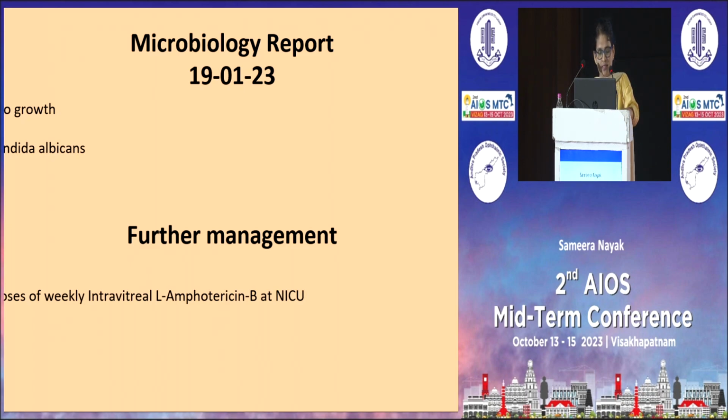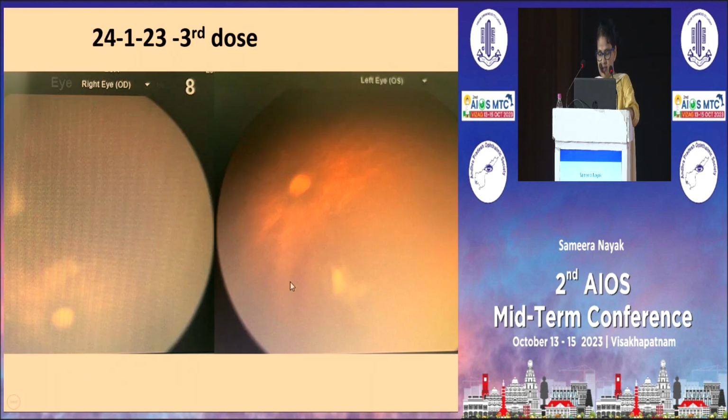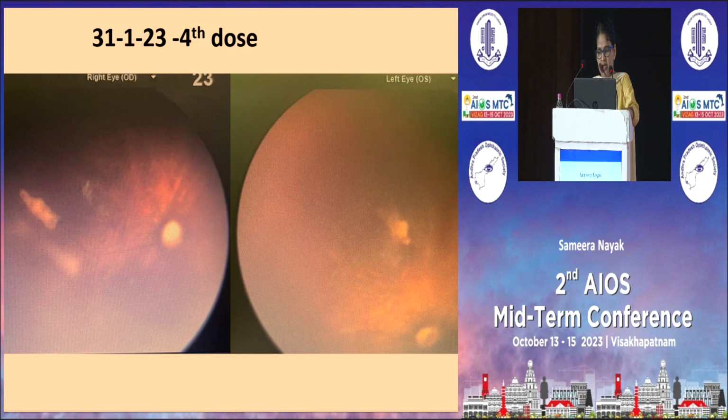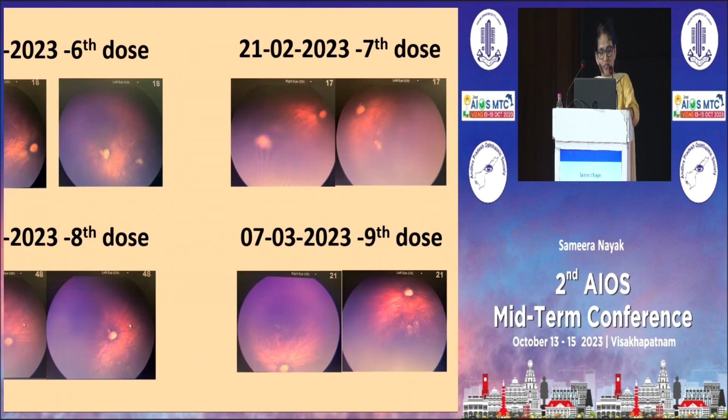Amphotericin was injected, 10 doses in the right eye and left eye, in NICU itself. This is the RetCam picture after the second dose. You can see there was a lot of exudate here, and it was literally worsening in both eyes. Here new exudates appeared, and in the left eye also the exudate didn't go after the third dose as well, and you can see now it is very prominent. And so we kept on injecting, and these are the serial RetCam pictures of both eyes, and finally it started responding well.